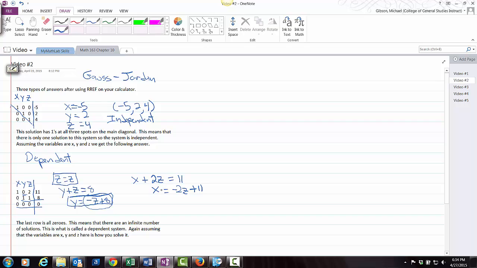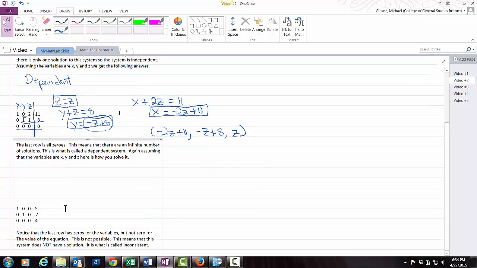Okay? Now we're done, because the ordered triple, if you will, the solution to this system will be: x is minus 2z plus 11, y is minus z plus 8, and z is z. And that's it. There's your solution to that system. All right? Again, the key way to determine this, the last row is all zeros. That tells you it's going to be dependent. You plug in z equals z, and then you plug the z in, right? You just plug in and work your way back up the rows.